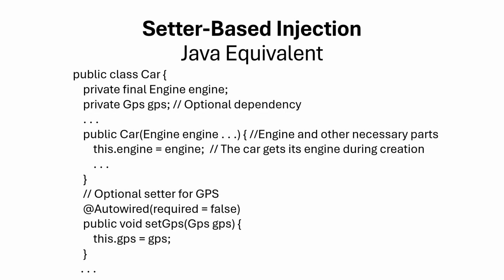Here, constructor injection ensures the car is always created with a critical dependency, engine, making it reliable. Setter injection with auto-wired, required equal false, allows the optional GPS component to be added if available, enabling flexibility without breaking functionality.